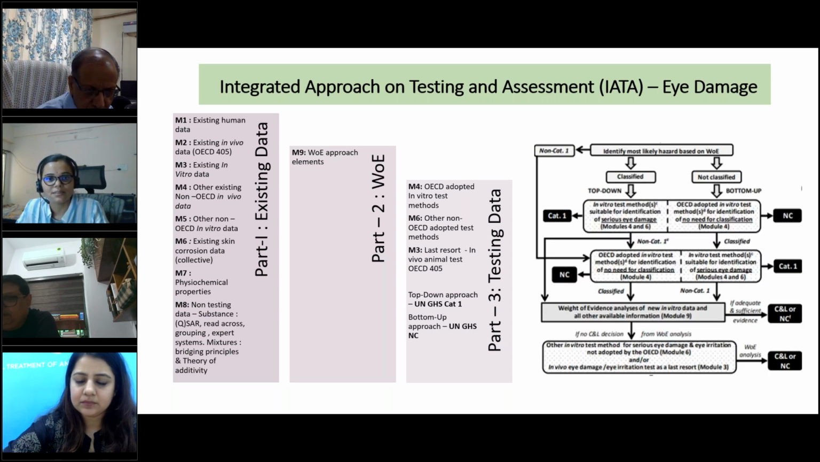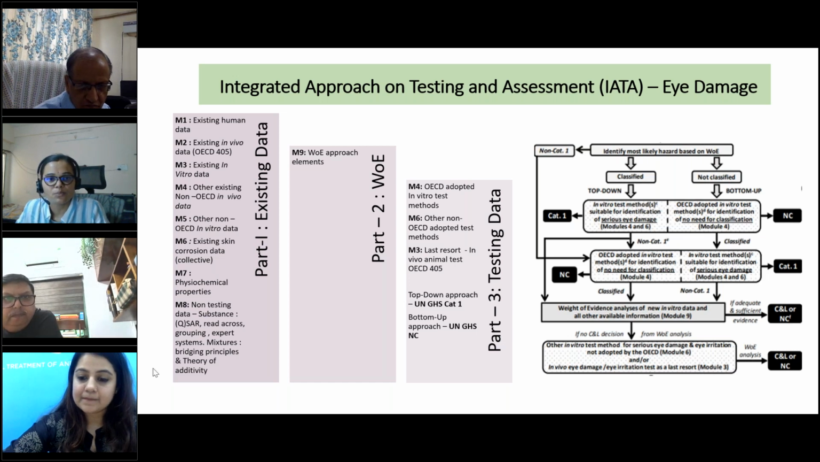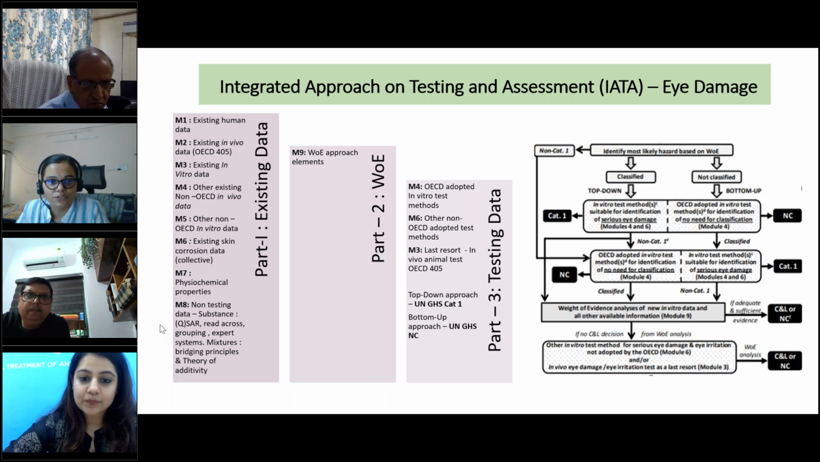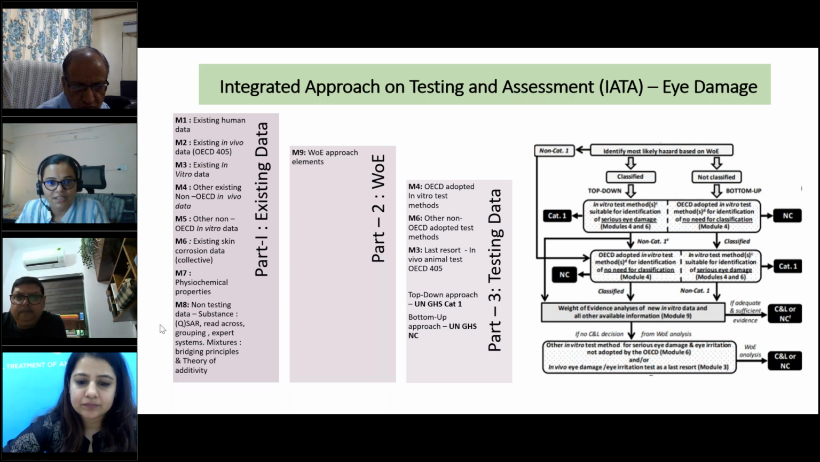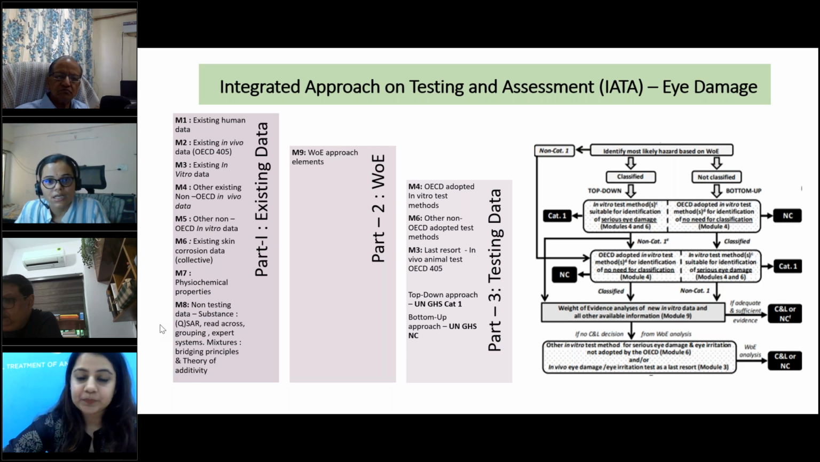So this is the classification wherein the top-down approach includes an in vitro test method to classify it as category 1, and if non-category, go with an additional test and classify it as non-category, and then go with the weight of evidence approach to classify the chemical. The bottom-up approach executes an in vitro test method based on an OECD adopted method, and an in vitro test method additionally for identification of serious eye damage to classify it as non-category.